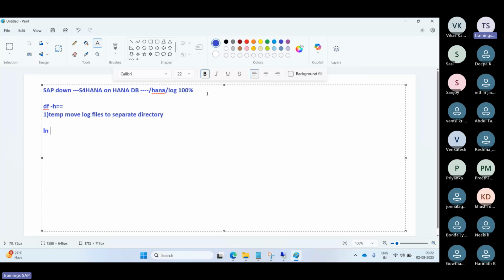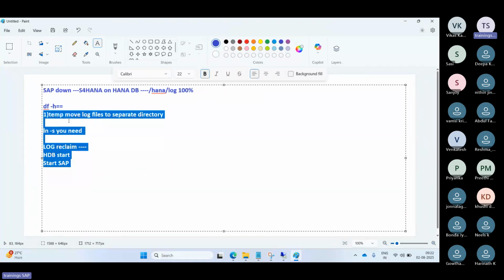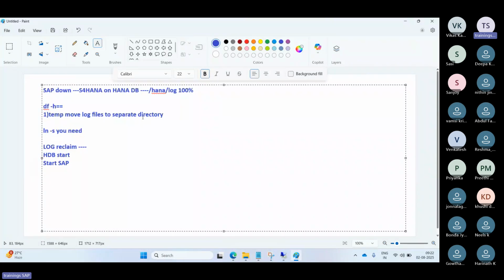Then using ln -s you need to create a soft link for the directory. Then execute the log reclaim command, and it will clean up the space immediately. If it was at 100%, after I did the reclaim and everything, it immediately came down to 88%. Then I started the HANA database and started SAP. This whole procedure took two to three hours. So I moved the current log folder files to the separate file directory.